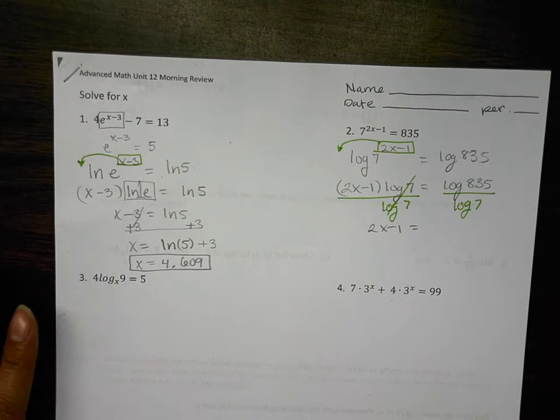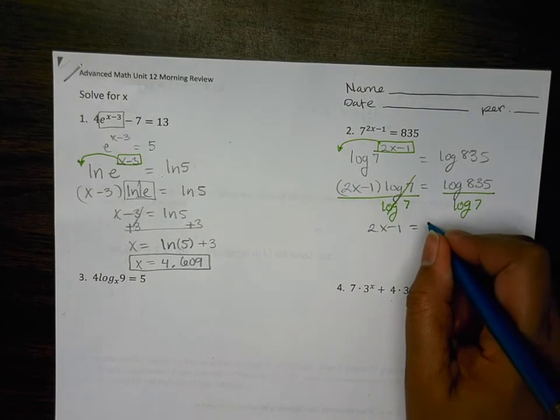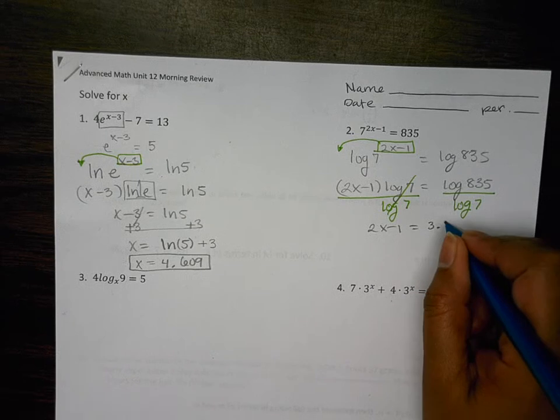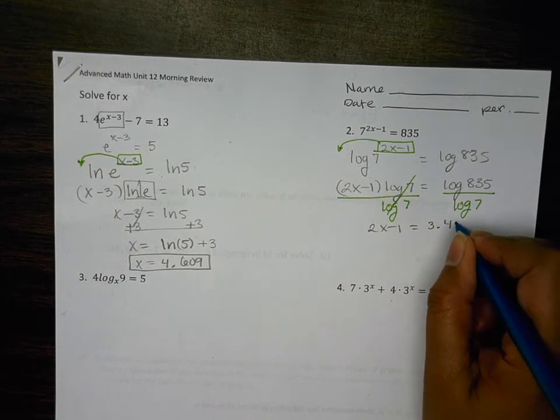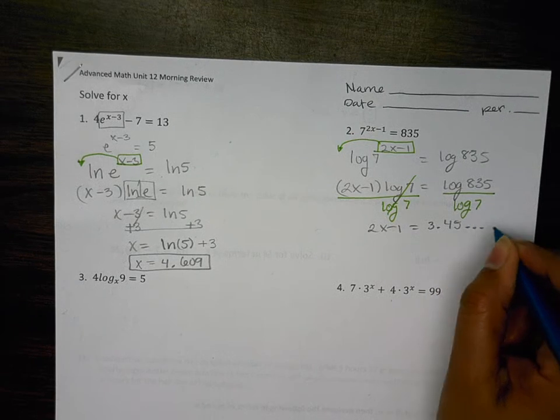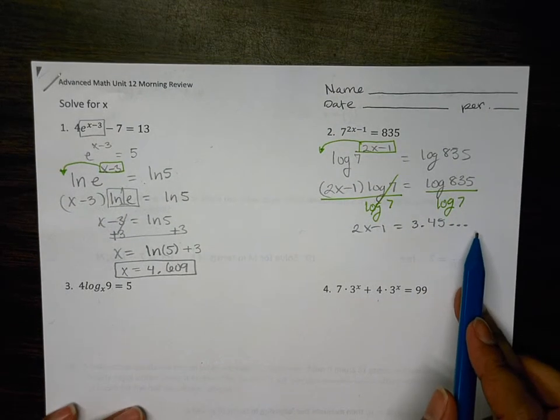Log 835, close parentheses, divide log 7. Starts with a 3, yes or no? Yeah, 3 point. Okay, I'm going to put dot, dot, dot. What does that dot, dot, dot mean? Am I rounding it? No, not yet.